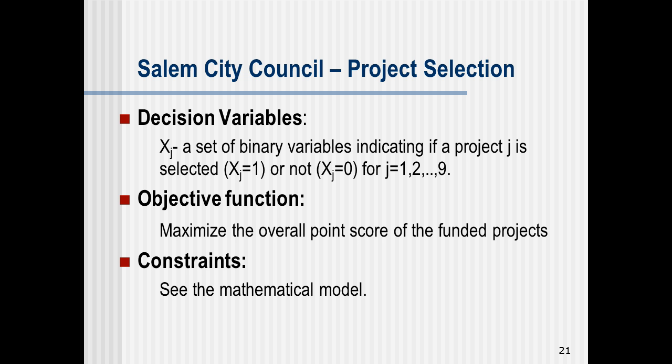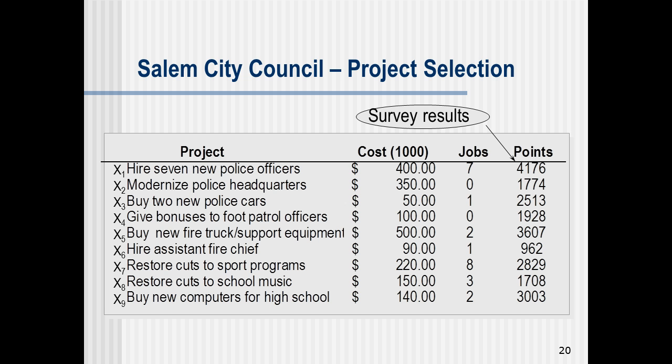So we need to choose which of these 9 projects to do. But we have constraints that we have to adhere to. What do you think one constraint is going to be in a project selection model? Why not do all 9? What's going to hold us back? Cost. Sure. We only have X thousands of dollars.